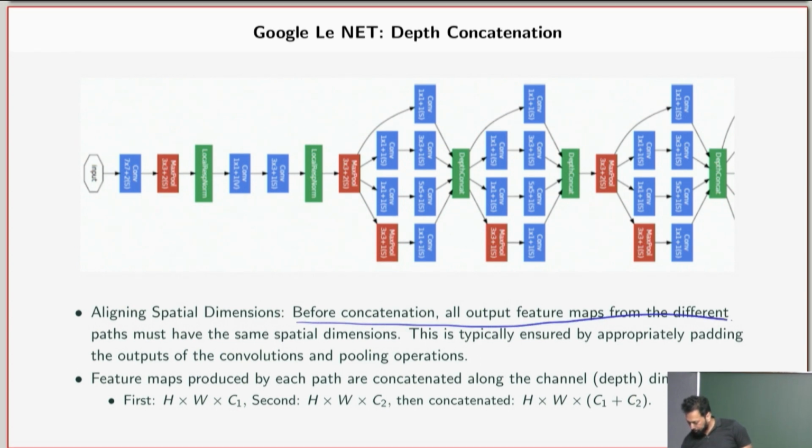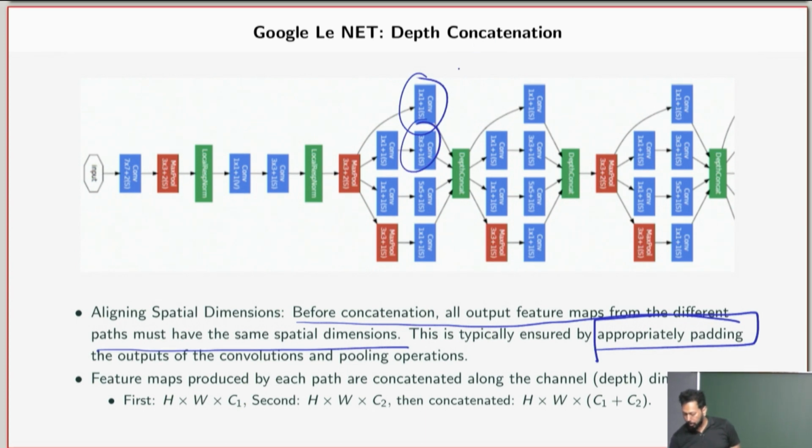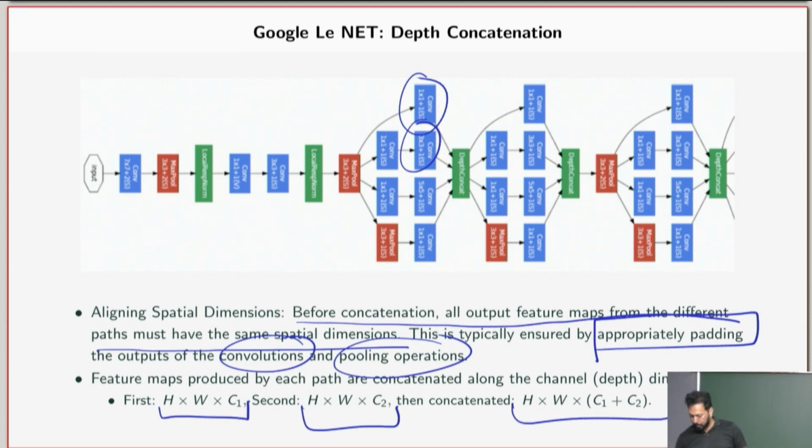Before concatenation, all output features from the different paths must have the same spatial dimension, right? This is usually ensured by appropriate padding. After this, the sizes of the output may change. So you do appropriate padding of the outputs of the convolution or during the pooling. And then let us say the outputs that you get are like this. Then you basically combine these. So h times w times c1. Let us say you used c1 number of 3 by 3 filters, then the output will be c1. And let us say for this one you have used c2 number of filters. Then this is what you get.